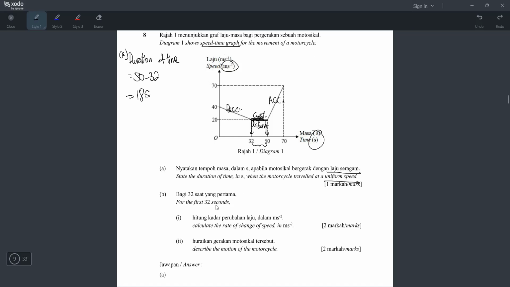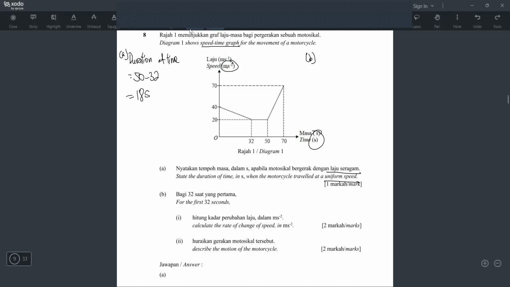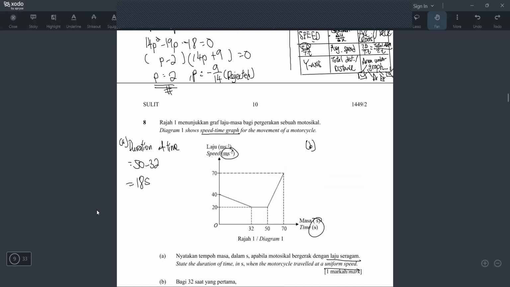Okay, question B now. For the first 32 seconds, this is about the first 32 seconds. So let's erase this because it's very confusing. Okay, for the first 32 seconds, what do we do? Calculate the rate of change of speed. Was this mentioned earlier in the table?